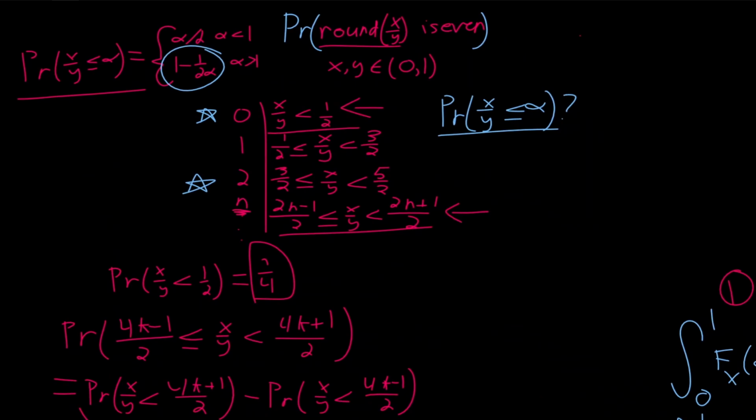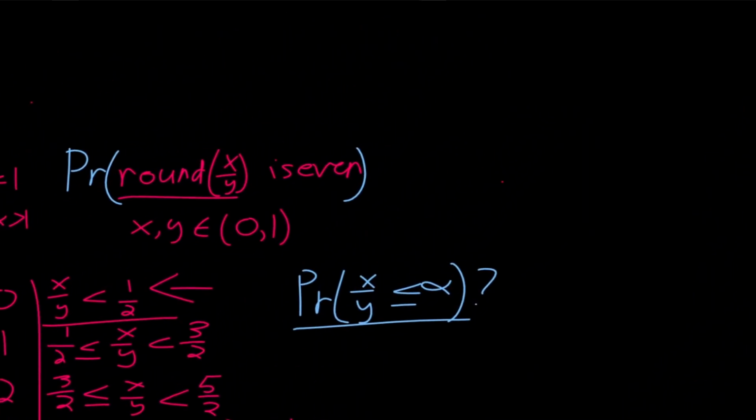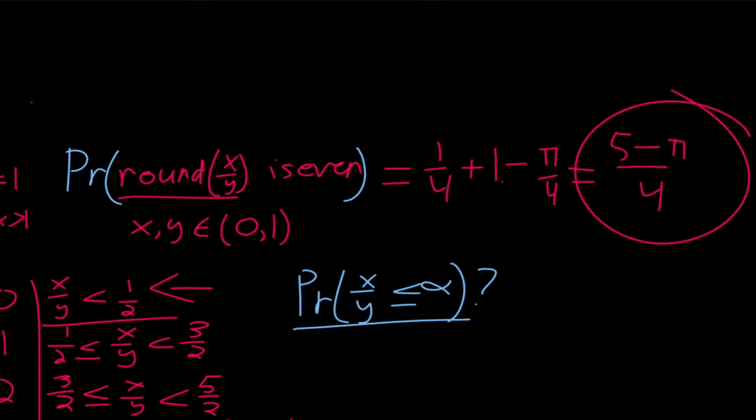Now, when we add both of these things together, the whole result is just going to be equal to 1/4 and then plus 1 minus pi on 4. Or, to write it nicely, we can just have 5 minus pi on 4. And that right there is the answer.